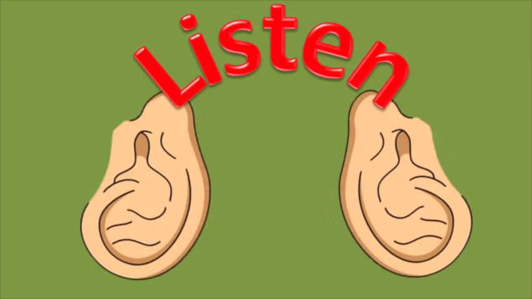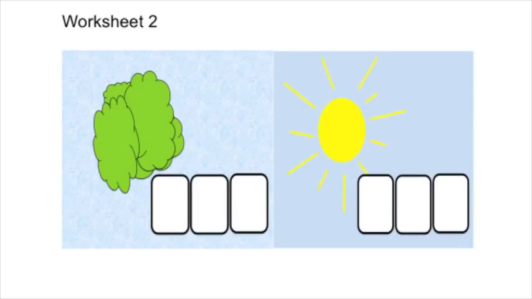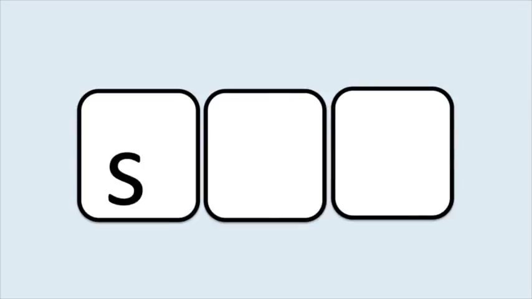It's time for a listening game. Turn to worksheet 2 in your workbook, where you'll find some pictures with 3 boxes underneath that represent the word to describe that picture. I will say the word and you listen carefully. If you think that the S sound in the word is at the beginning of the word, write a S in the beginning box.